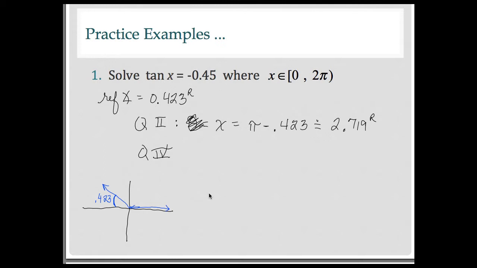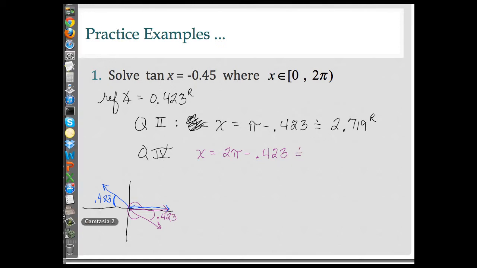Our other answer is going to be in the fourth quadrant. So here's where our angle would start. Now we're trying to figure out the fourth quadrant answer, pretty much finding this big angle there. This little part in here, this is the 0.423. Remember, the definition of reference angle is the distance between where the angle ends and the closest side of the x-axis. So in order to get our angle for this one, we're starting at 2 pi, and we're going into the fourth quadrant, 0.423 radians.